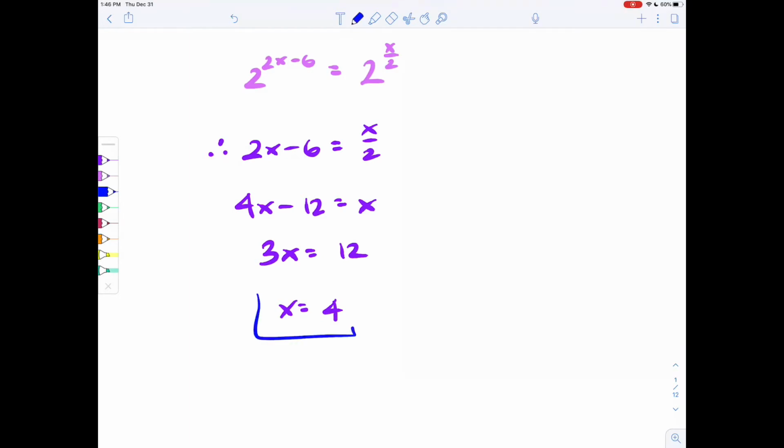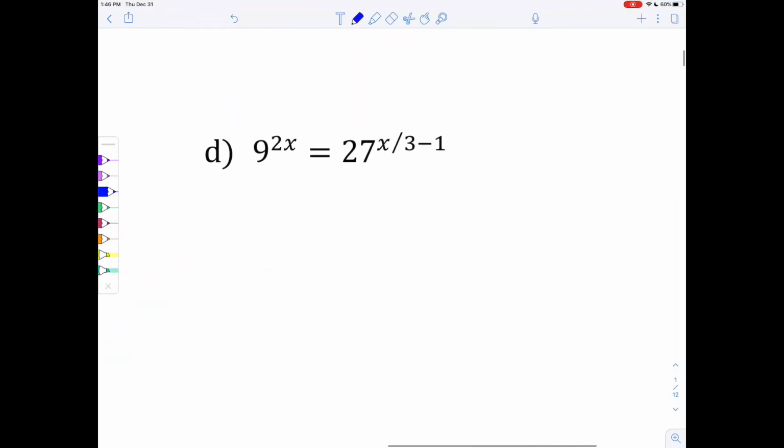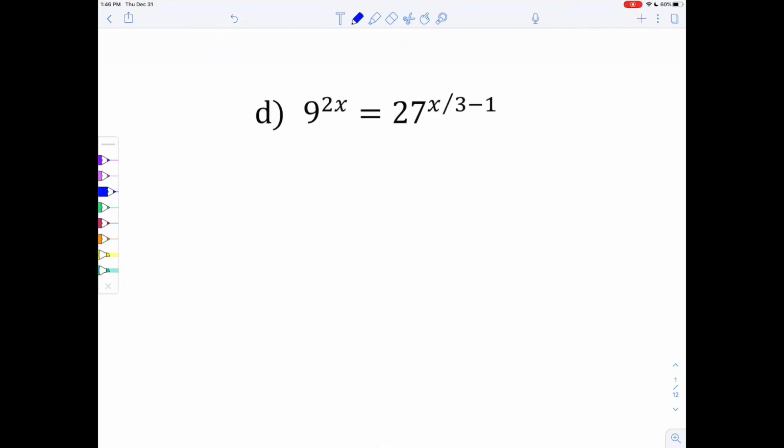That one is done. And the final example on this page, oh, there it is. Can't express 27 as a power of 9, but we could say that they have a common base of 3. So 3 squared to the power of 2x is equal to 3 cubed to the power of x over 3 minus 1.